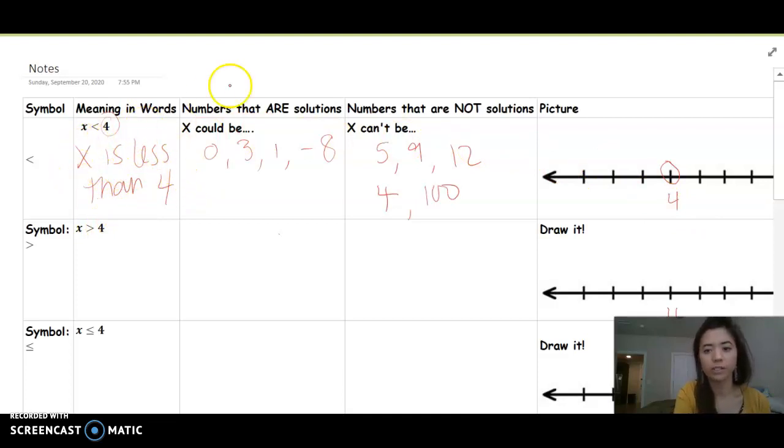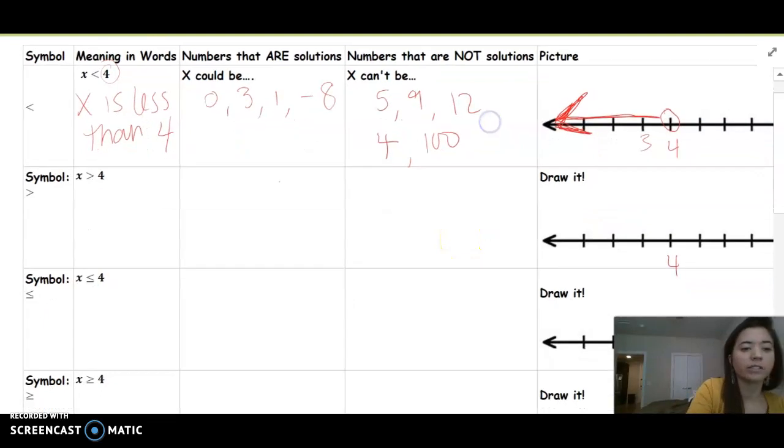So x is less than 4, so where are all of your numbers less than 4? To the left or to the right? They're all to the left, so that's where my arrow goes. All of the things that are solutions, like 0, 3, -8, are all this way.